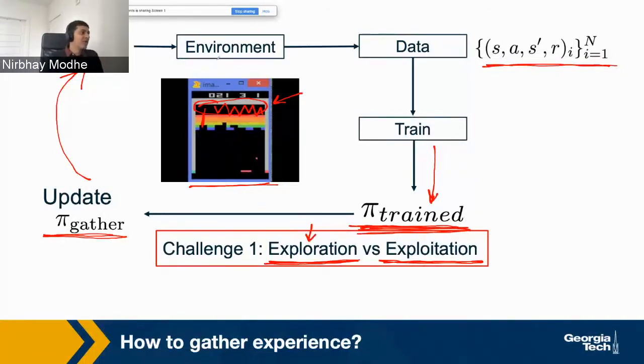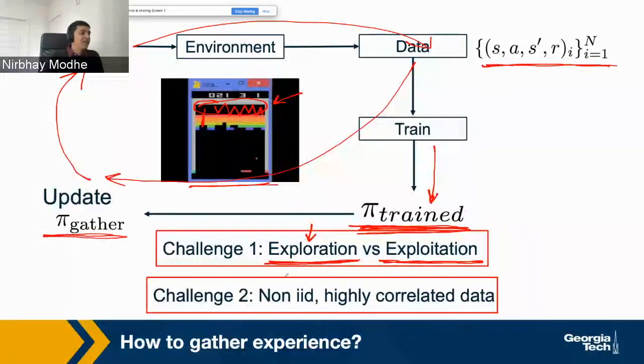The other problem that happens because of this loop is that your policy is producing some data, and your data is again being used to produce a new policy. So you are producing the data you want to train on. The problem is that your data is not going to be IID anymore. These data points are not going to be independent samples from your entire state and action space.